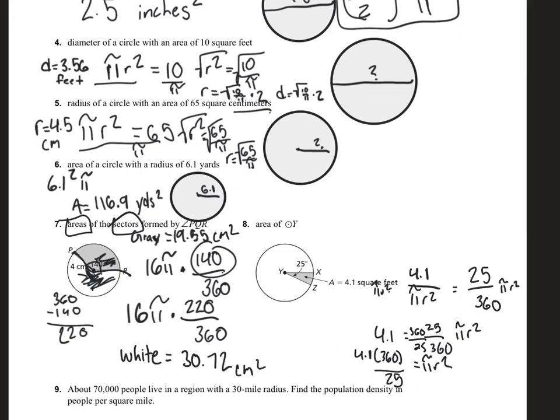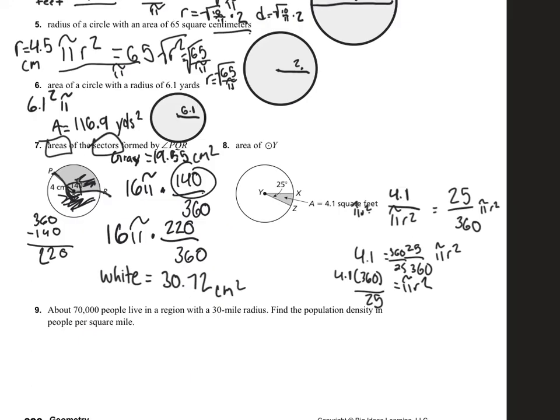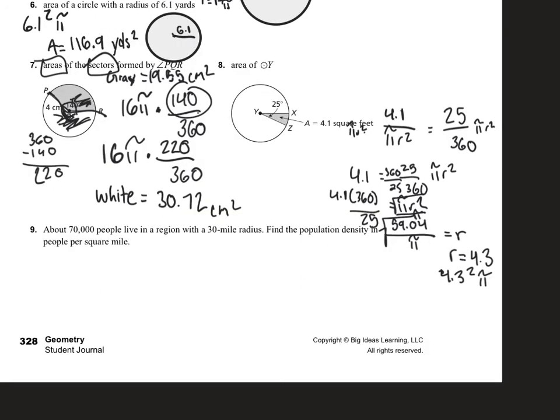So if we do 4.1 multiplied by 360 over 25, plug that in the calculator, and you'd get 59.04. Then you would divide by pi, and then you would take the square root, to get our radius. And our radius is roughly about 4.3 if you plug that in the calculator. And then you just plug this back in the formula, and you get 4.3 squared times pi, and that's your area. Just plug that in the calculator and you'd get your exact area as 58.09. And that's how you reverse engineer it to get your area.